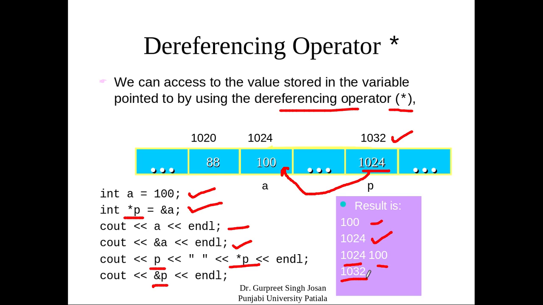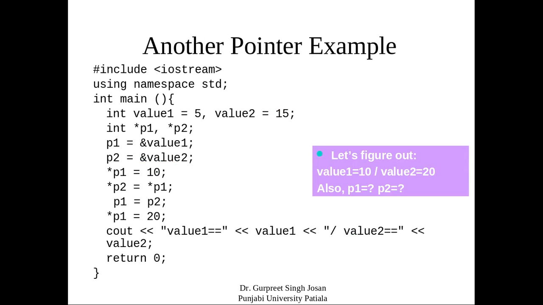So we have two operators in effect: one is the ampersand operator and the other is the star operator. The ampersand operator is used for finding out the address, whereas the star operator has two uses. One is for declaring the pointer variable, another is dereferencing a pointer. So this is another example. If you understand all these concepts, you may be able to understand this program.